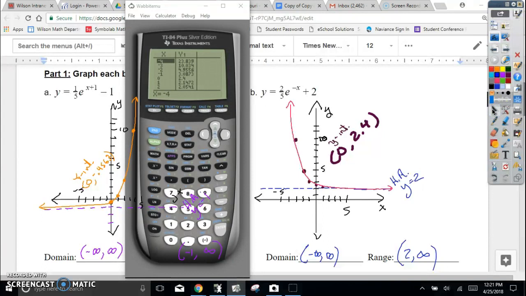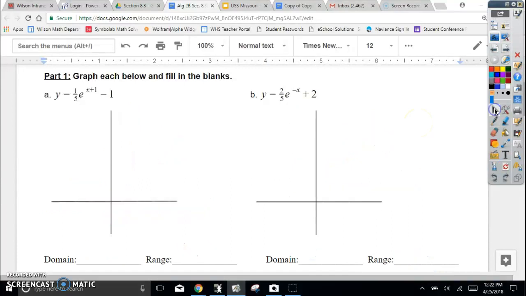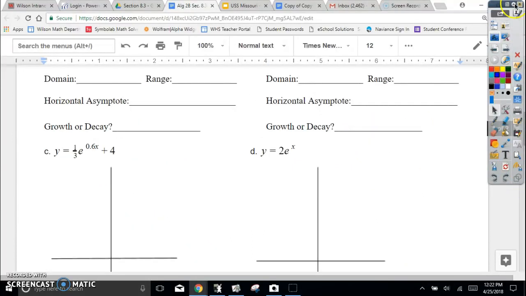All right. You can pause that if you wish. The only thing I forgot to mention is this one here on the left, this is a growth function, thus the positive exponent. And this is a negative, so this one is an example of decay. All right. So let's go ahead and shift down here a little bit.